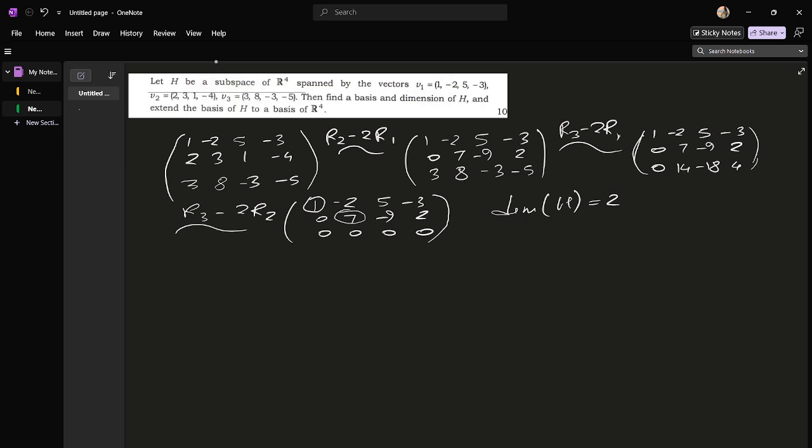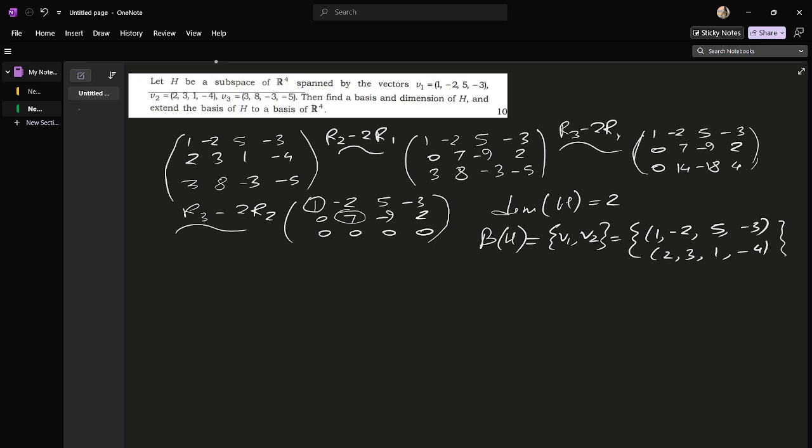And now what is the basis of H? The basis of H is formed by only V1 and V2, vector 1 and vector 2. V1 and V2, what are they? They are from our question: 1, minus 2, 5 and minus 3, and the second one is 2, 3, 1 and minus 4.